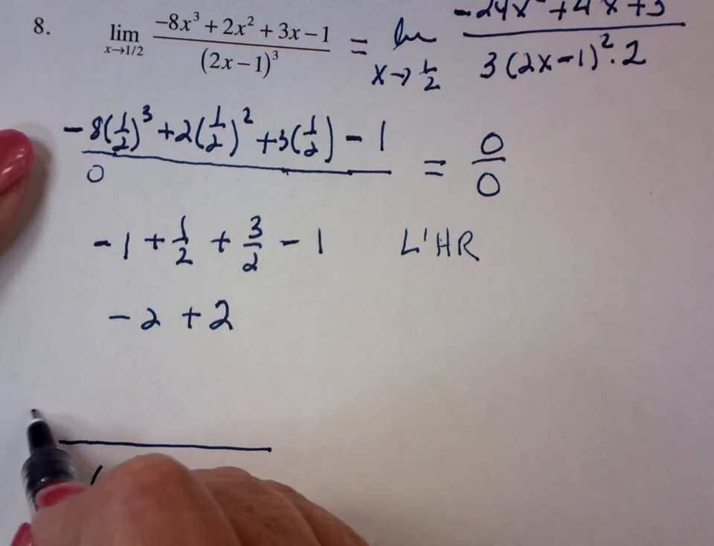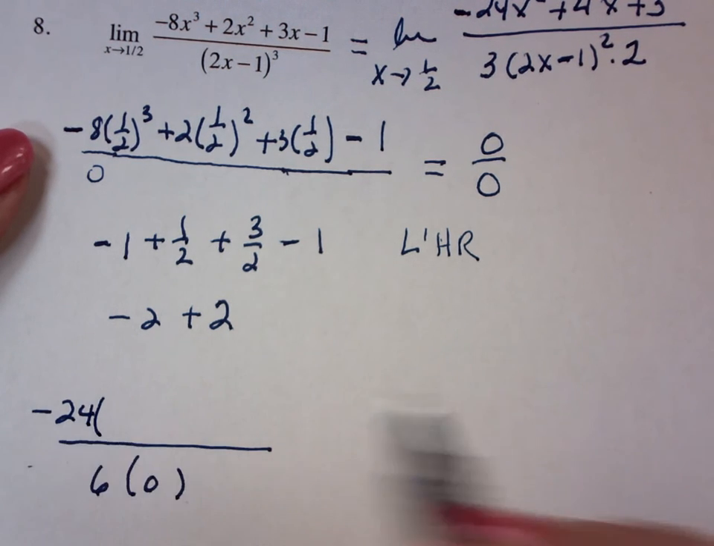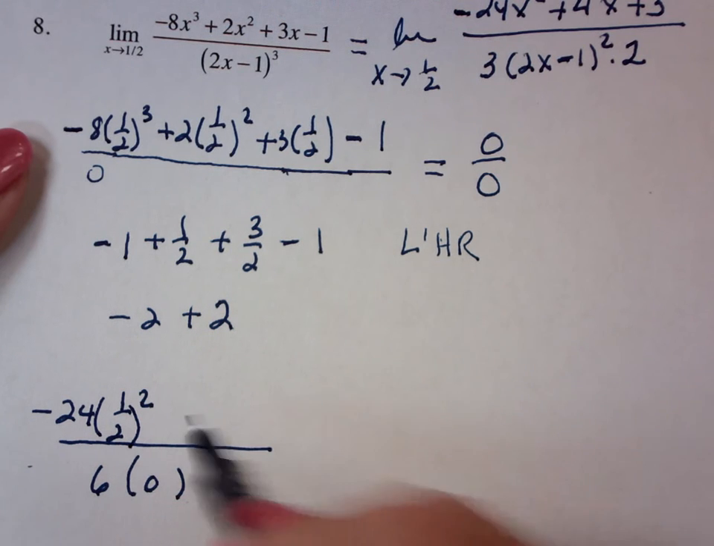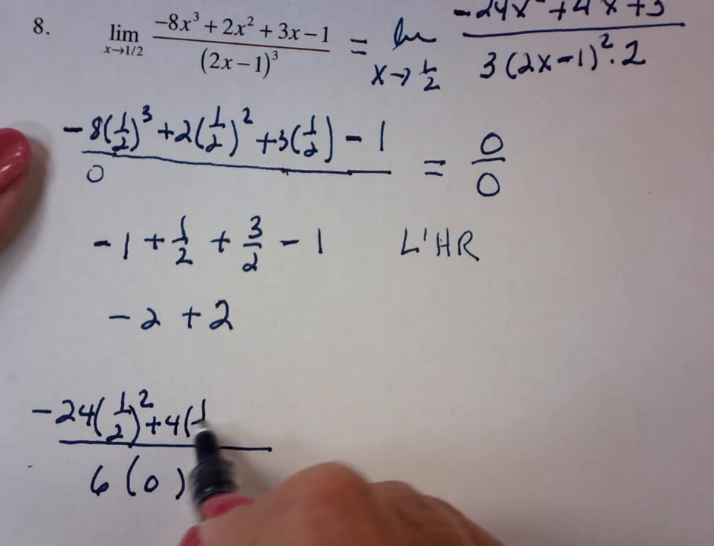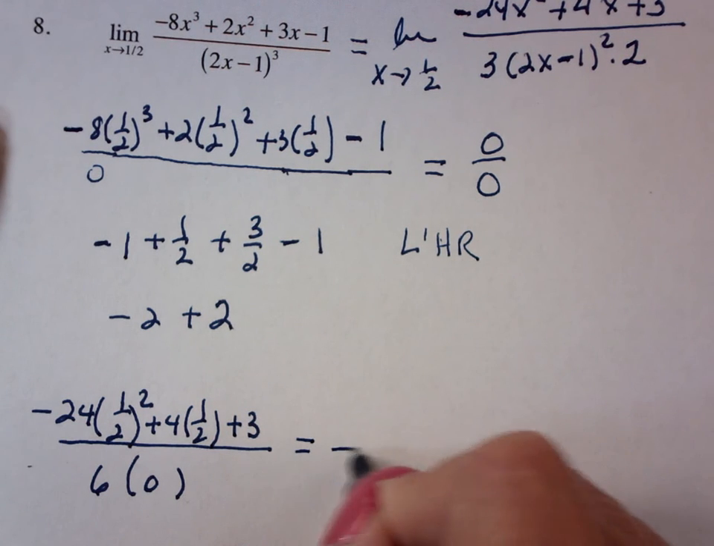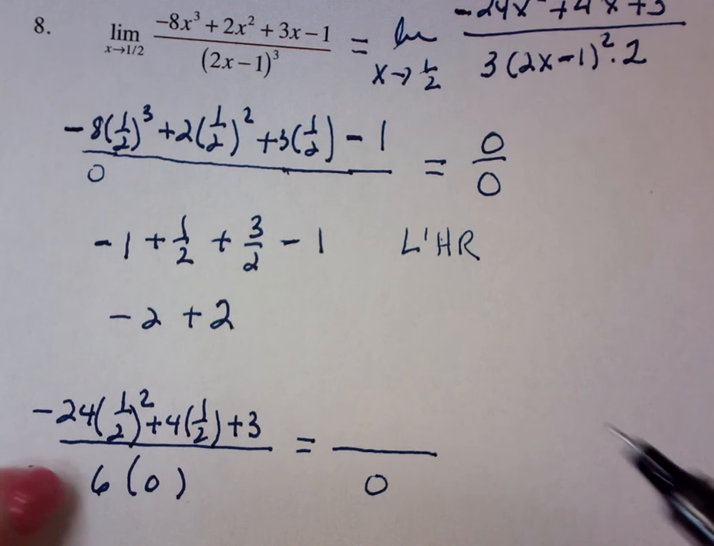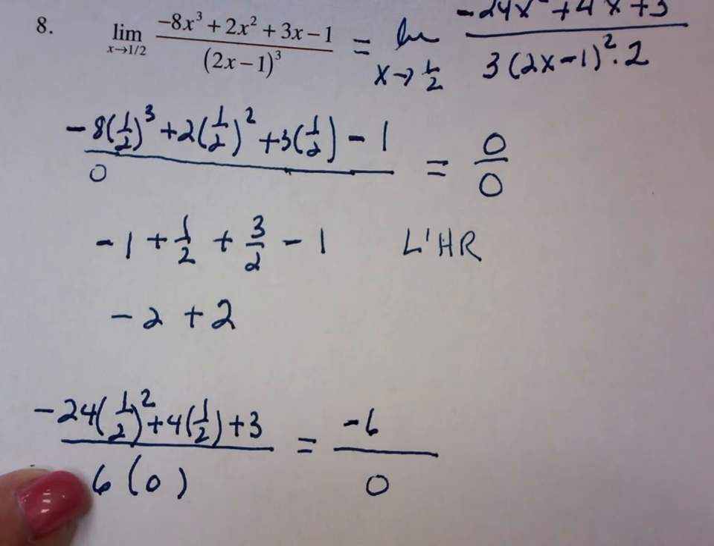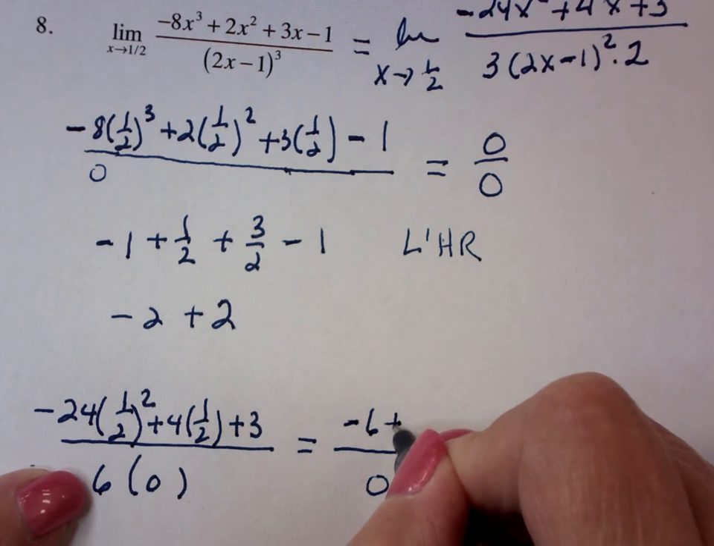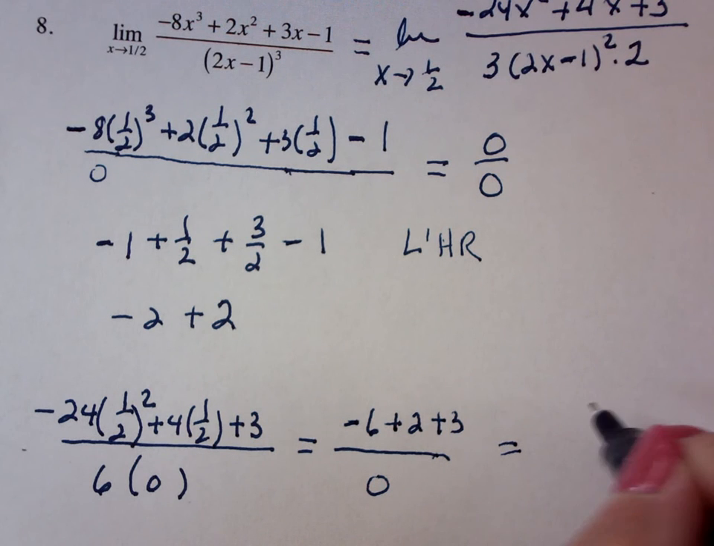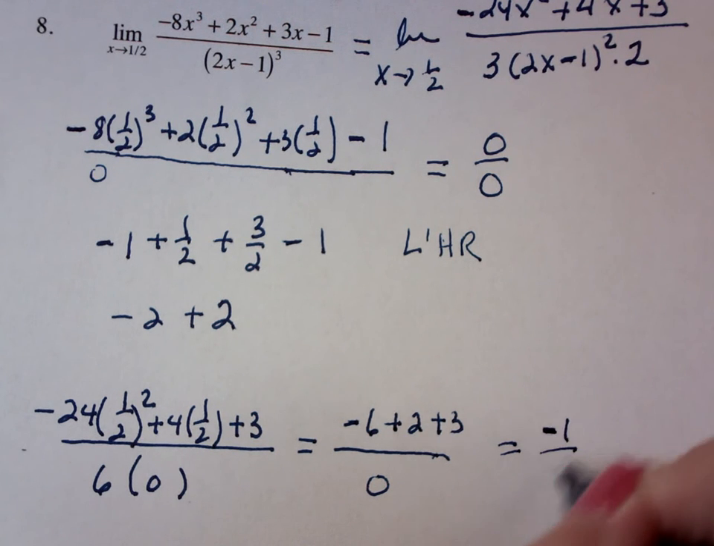In the numerator, I have minus 24 times 1/2 squared plus 4 times 1/2 plus 3, which is over 0. 1/4 times 24 is negative 6, plus 2 plus 3, which is what? Negative 1 over 0, which is what?